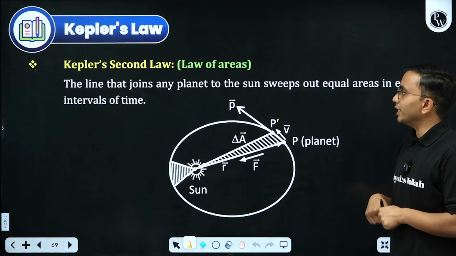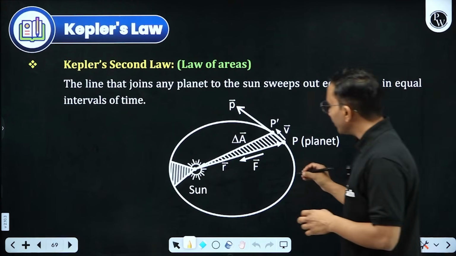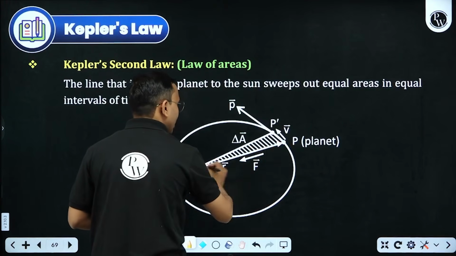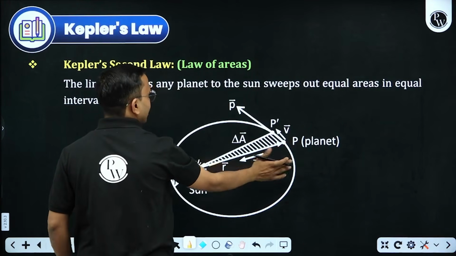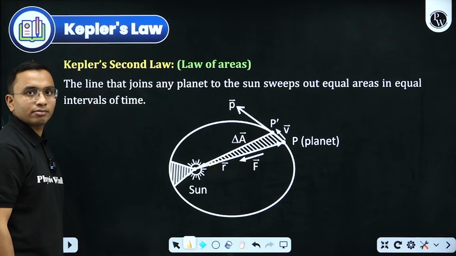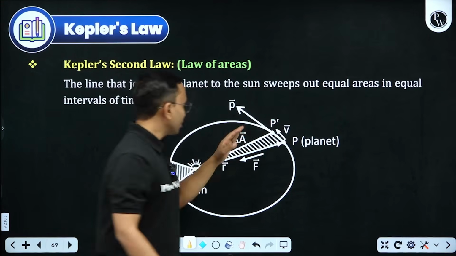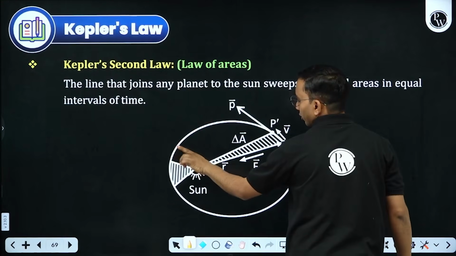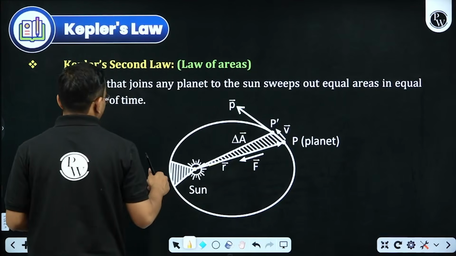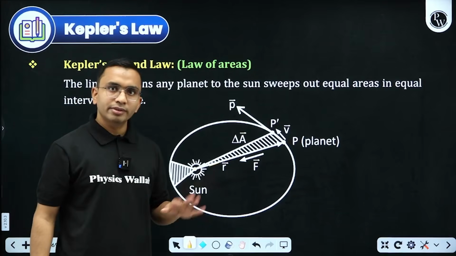Now the second law, the law of areas, states that the line joining the planet and the sun, this is my sun, this is my planet here, sweeps equal areas in equal intervals of time. Let us take 1 hour: the area it will sweep here will be the same as the area it sweeps on the other side in 1 hour. This means the rate of area swept, dA by dt, is constant.